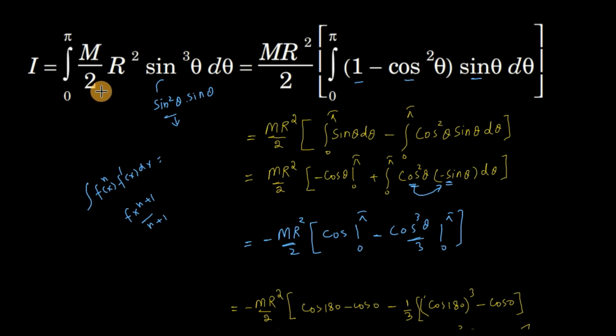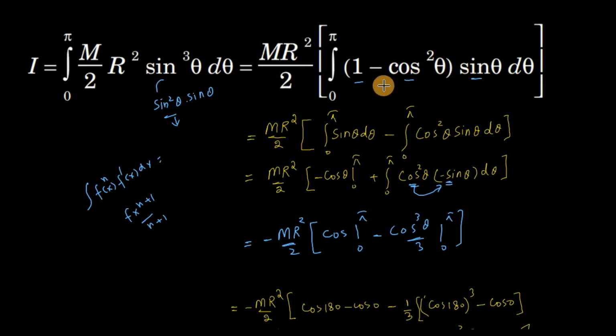Here we have put the limit of theta from 0 to pi, because we know that in spherical polar coordinates the limit of theta is 0 to pi. So this expression can be written as m r square by 2 into the integral from 0 to pi of 1 minus cos square theta, sin theta d theta. We know that sin cube theta is sin square theta into sin theta, and sin square theta is equal to 1 minus cos square theta.